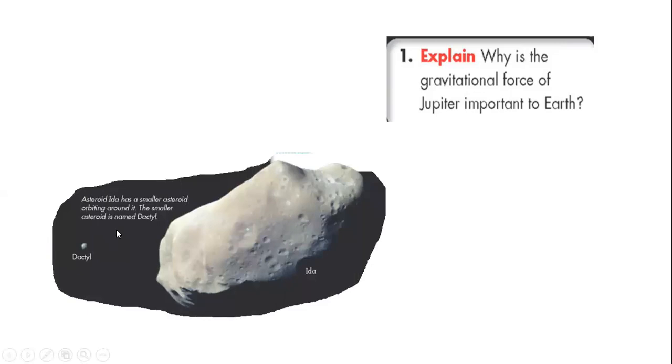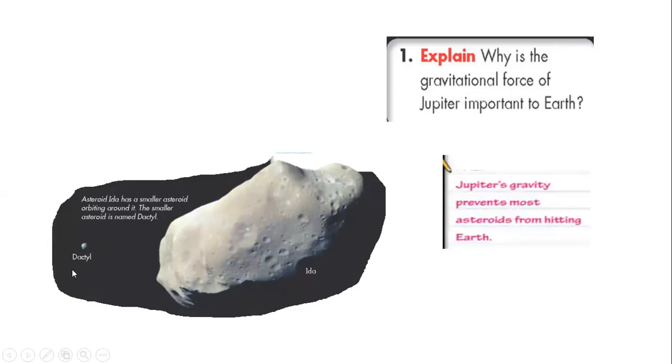This is the asteroid. It has a smaller asteroid orbiting around it. The smaller asteroid is named Dactyl. Now, Jupiter's gravity prevents most asteroids from hitting Earth. So Jupiter's gravity is very important because it prevents most asteroids from hitting the Earth.